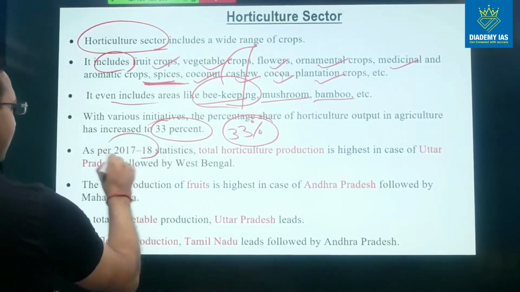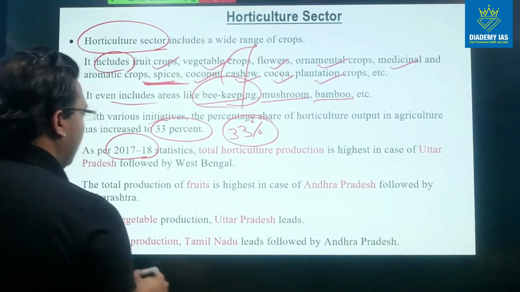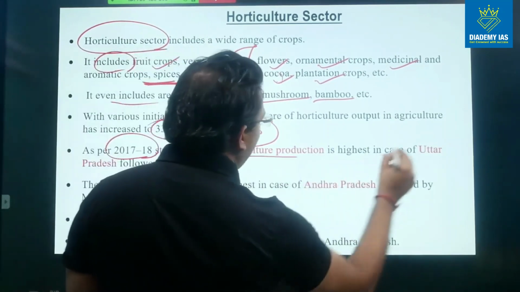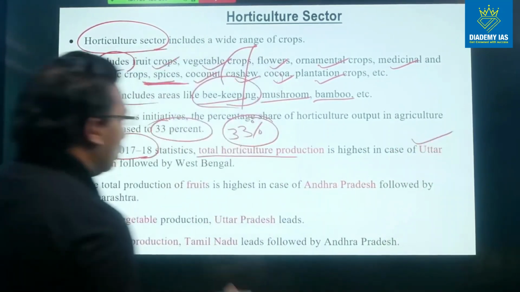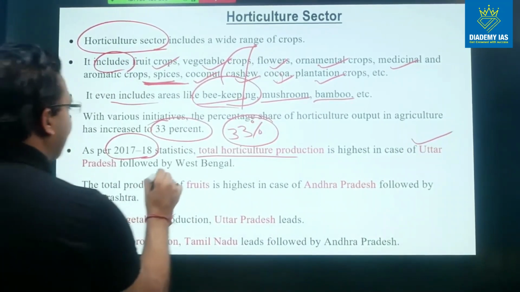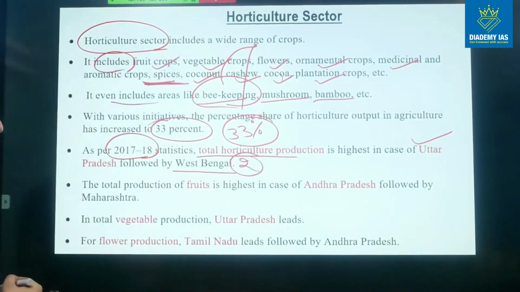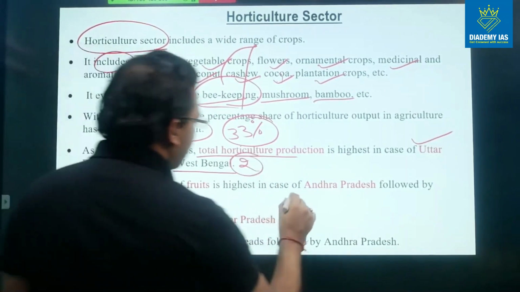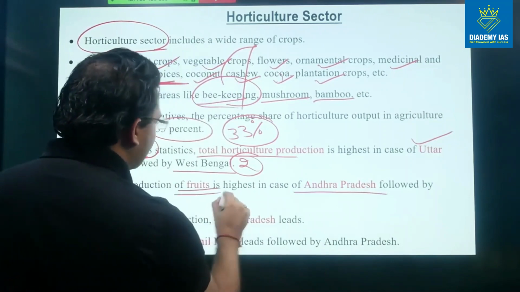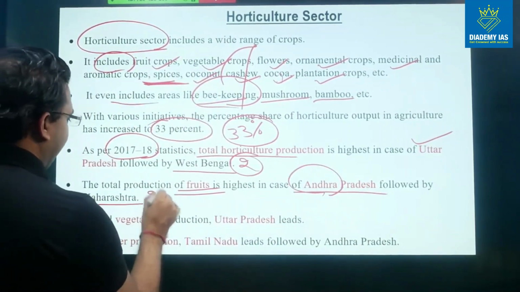As per 17-18 statistics, total horticulture production is highest in the UP. So this is a very important fact for the examination. UP is the topmost state in the horticulture and second highest is West Bengal. The total production of fruit is highest in case of Andhra Pradesh. So fruits में कौन highest है? Andhra Pradesh, followed by Maharashtra. So Maharashtra is the second one.